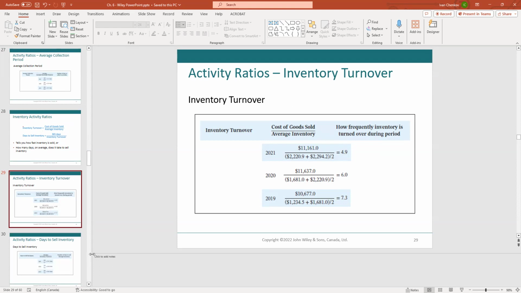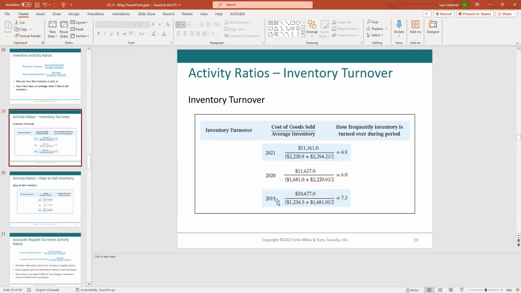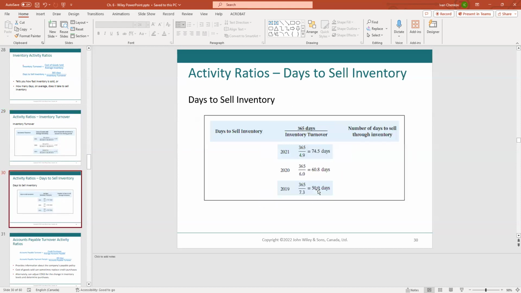So let's see how this is going to transfer into the days of sales inventory. In 2019, we were able to sell our inventory in 50 days, sorry. In 2021, it took us almost 25 more days compared to 2019. So pretty much we're losing 1 month. 25 days, that's 25 working days if you put it that direction, but it's 365, so we cannot see it that way, but 25 days is almost 1 month.